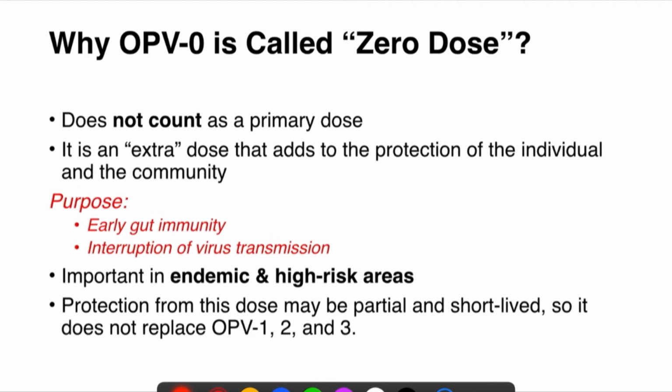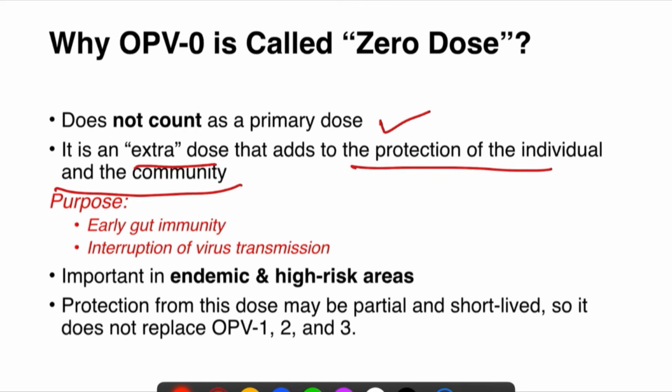What is the purpose of giving the OPV 0 dose and why is it called the 0 dose? Because the dose which we are giving at birth is not counted as a primary dose. It is an extra dose which adds to the protection of the individual and the community. The purpose is to induce early gut immunity and interruption of the virus transmission.